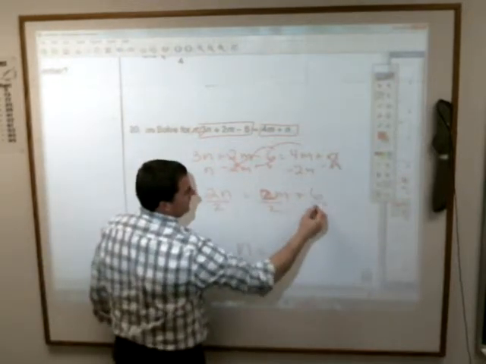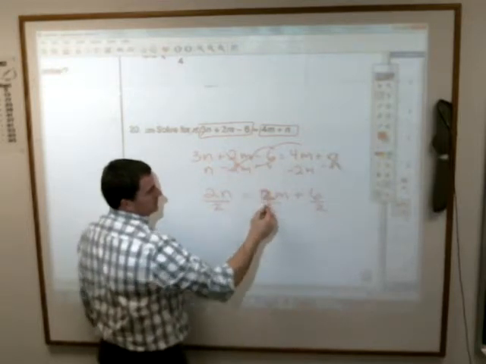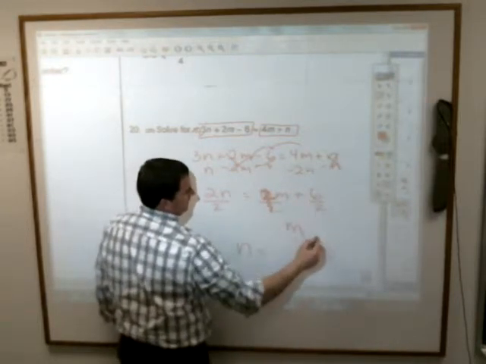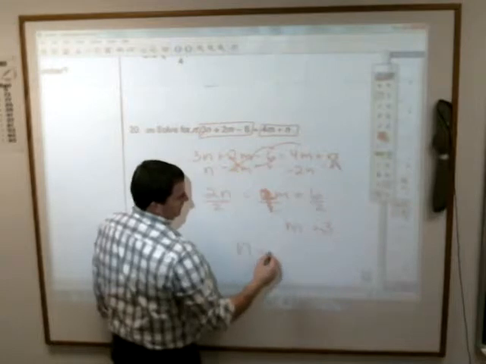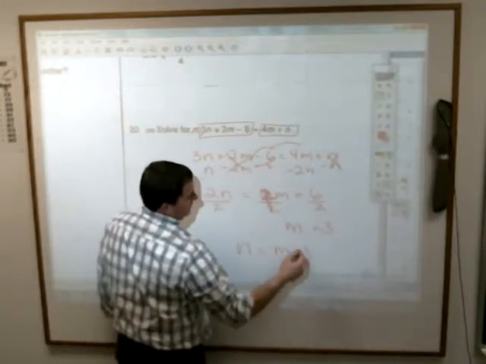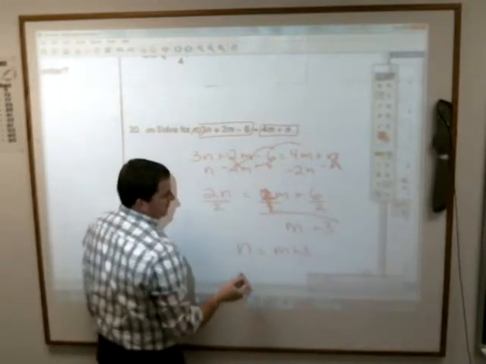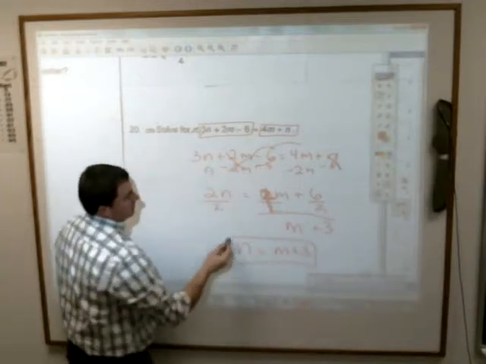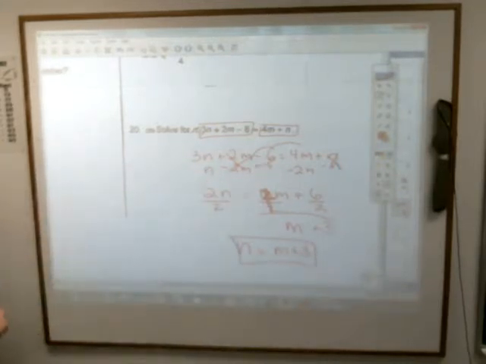Divide by 2, divide by 2. Because 2 crosses off to leave you at m. 6 divided by 2 is 3. So that's what n equals: m plus 3. If you had this with that slash under it, you were very close, just no cigar. It just needed to be simplified, which we just talked about not too long ago.